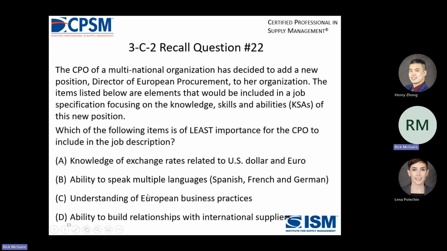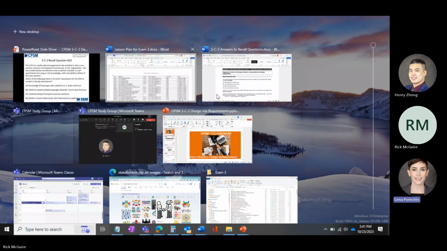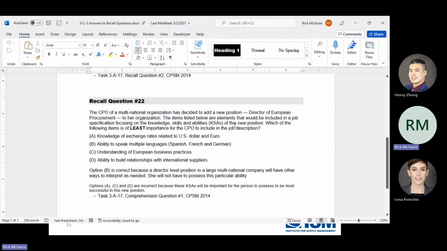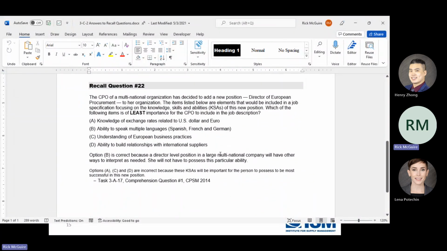Yeah. I'd assume B because most of the time our working language is English, so in a way you're not required, albeit it's very helpful. Yeah, it's something dumb like that. Let me take a look and see what it is. I was thinking that too, Henry. Yeah, what is it? B, because a director level position in a large multinational company will have other ways to interpret as needed. Okay, so, I don't know where they came up with that, but all right.